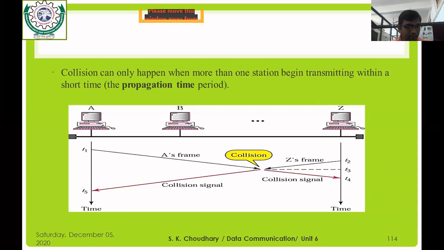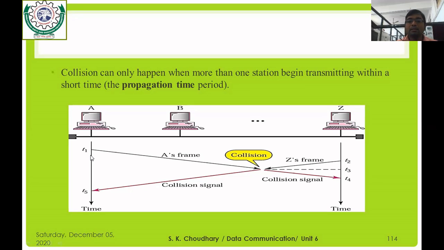So this is the structure that is shown for the CSMA technique. Here you can see that collision only happens when more than one station begins transmitting within a short time. So here device A or station A, B, and up to station Z have been shown. A starts transmission at time T1, and this frame takes some time to reach station Z.